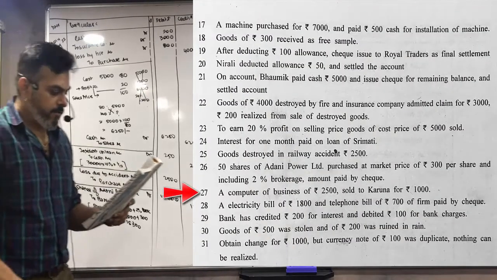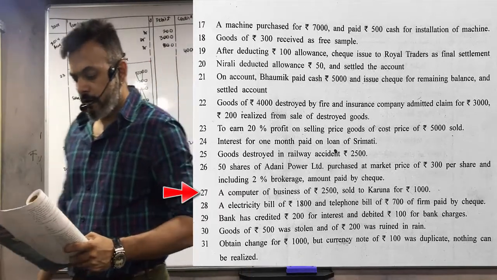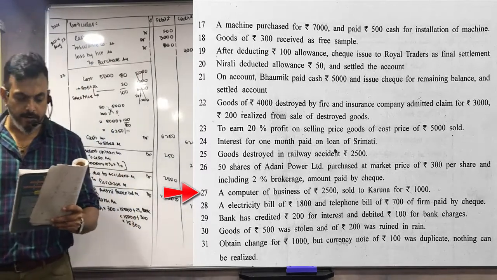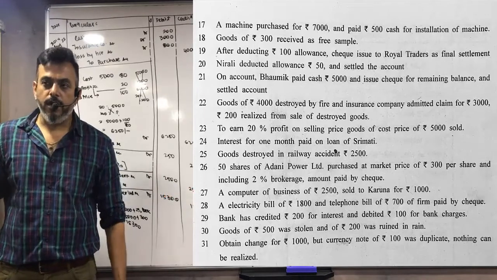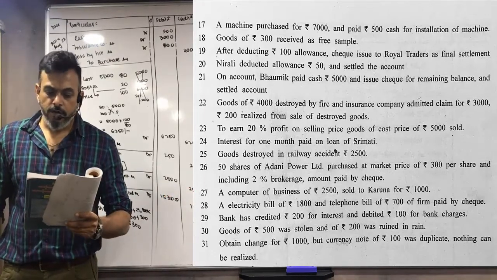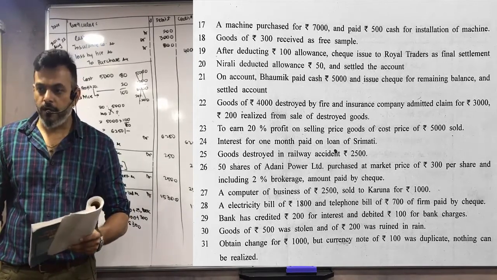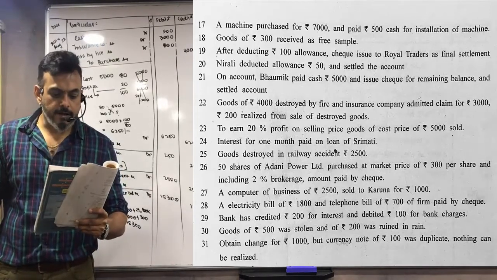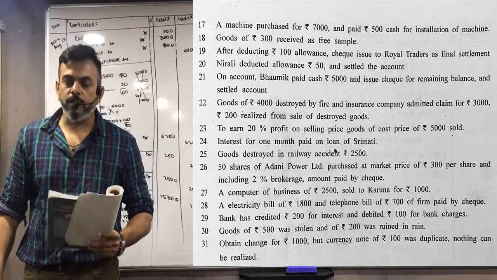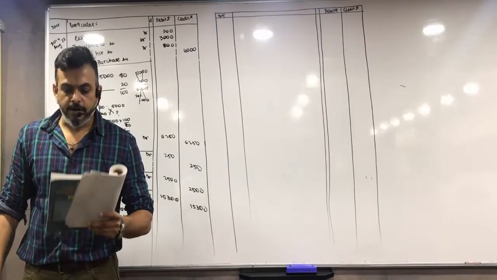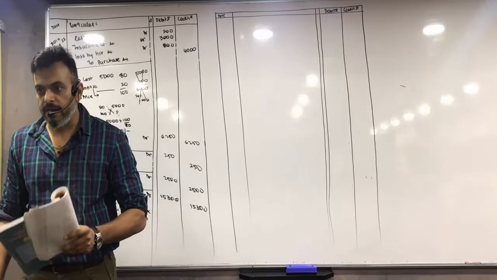Okay, now next, a computer of business of 2500 sold to Karuna for 1000. Now this computer is our asset. We have sold our asset for how much? 1000 to Karuna. How much was the computer? 2500. How much are we selling it for? 1000. So how much is the loss? 1500. Okay, is Karuna giving us money?